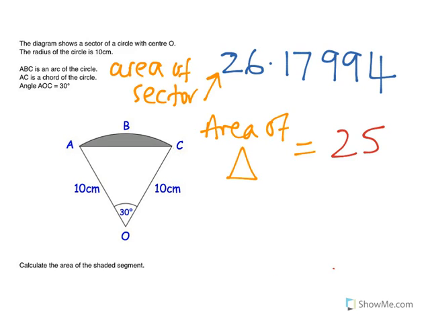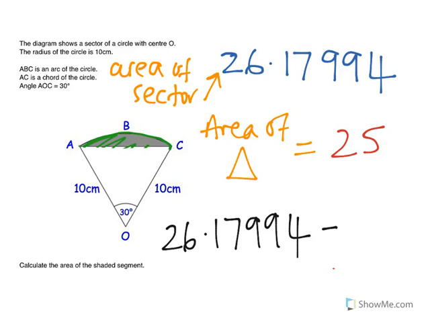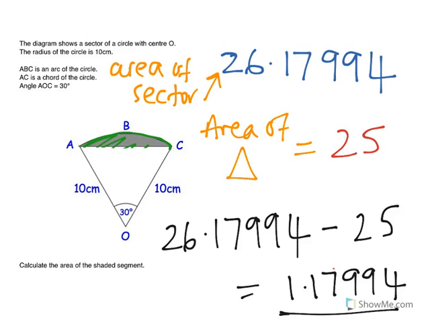So what I actually want to calculate is the area of that segment. Now I know that the area of this whole part is 26.17994, and if I take away the area of the triangle, what I will be left with is just the area of the segment. So that's what I need to do. So I need to do 26.17994, take away 25, and it will give me the area of the segment, which must be 1.17994, and then I could round that to any degree of accuracy I need in the question. But don't forget units, because remember we will calculate an area, so it's got to be centimetres squared.